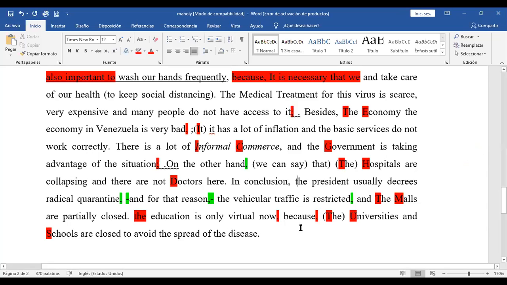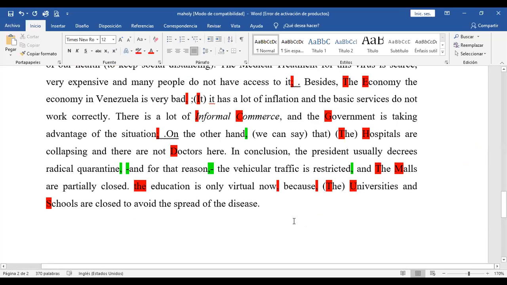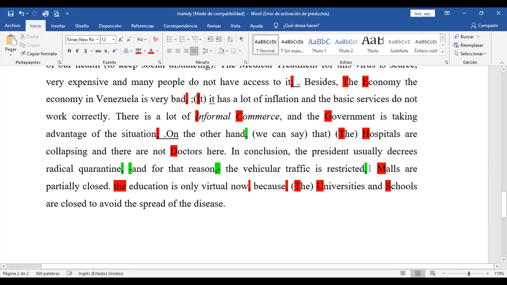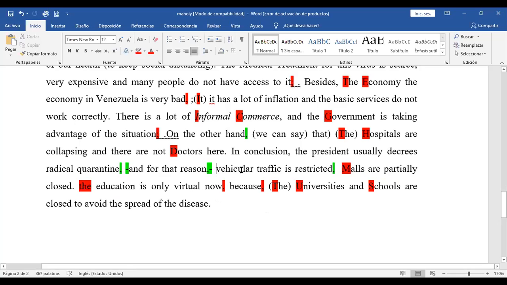In conclusion, the president usually decrees radical quarantine. And for that reason, comma, the vehicular traffic is restricted, comma. Este se va a volar. Y esto también se va a volar. Coma. And the before vehicular, este se va a volar también. Entonces, in conclusion, the president usually decrees radical quarantine, and for that reason, vehicular traffic is restricted, malls are partially closed, education is only virtual.